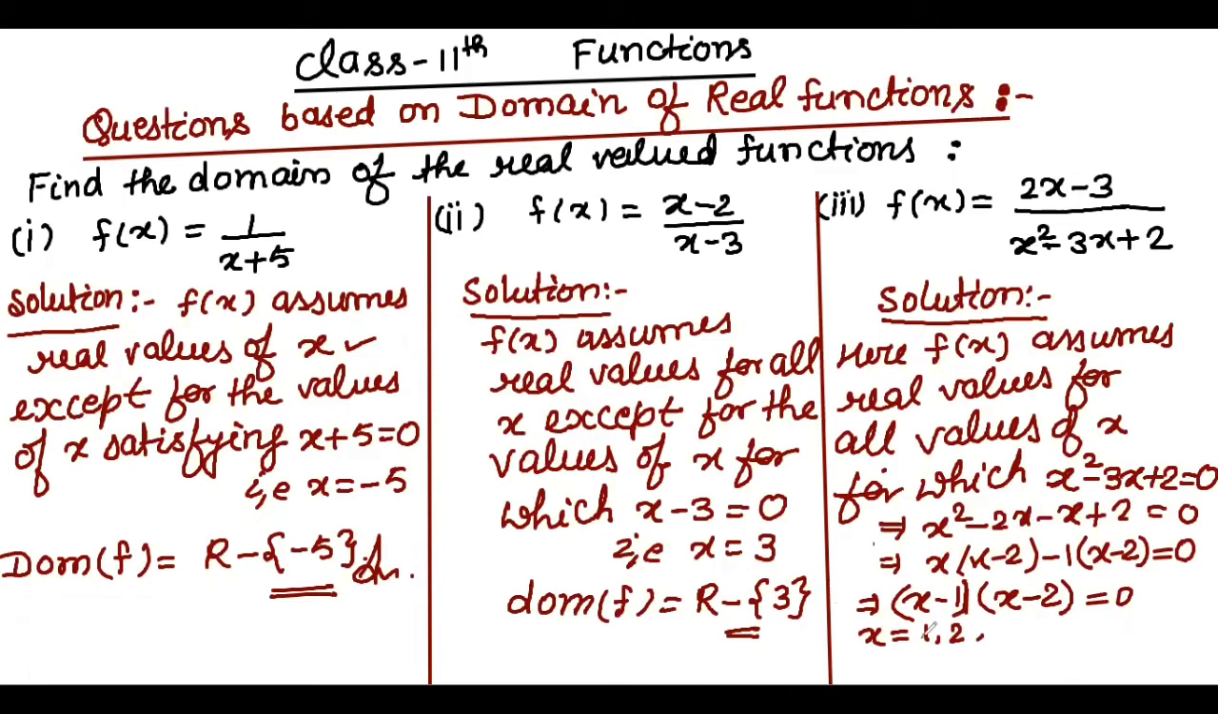So here x = 1 and 2. If I am applying x = 1, then whole function will be infinity. Similarly, if I will apply x = 2 in the function, so again we will get infinity, means that is not a real value. So domain will be here all real numbers minus {1, 2}.